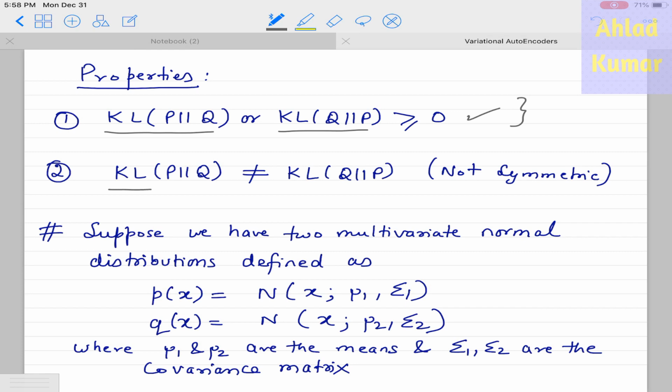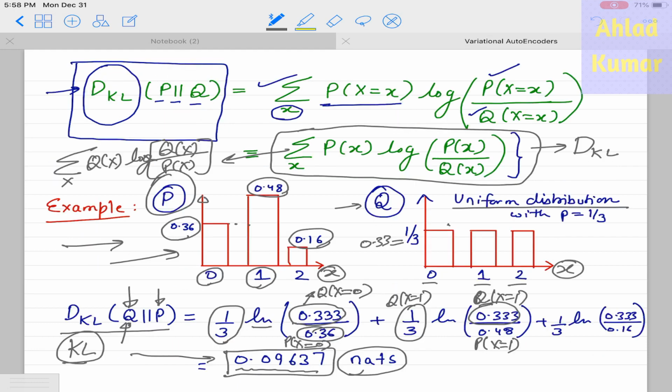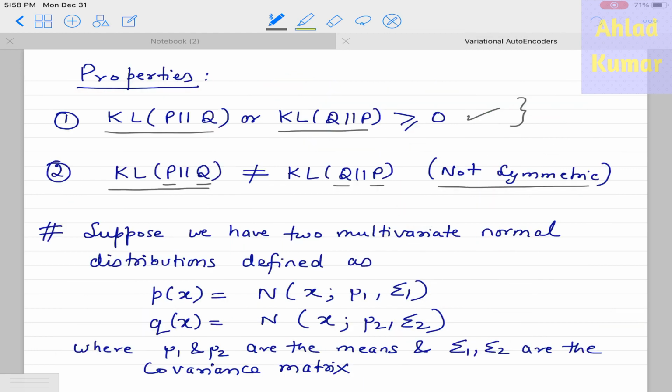The second property is that they are not symmetric. That is, if you take the KL divergence of P and Q or Q and P, it will not come out to be the same. That's why I specifically wrote this, because if I evaluate P with Q, it will not come out to be the same. It will be different. But one thing is for sure, that the value will be non-negative. So KL divergence doesn't have a symmetric property.